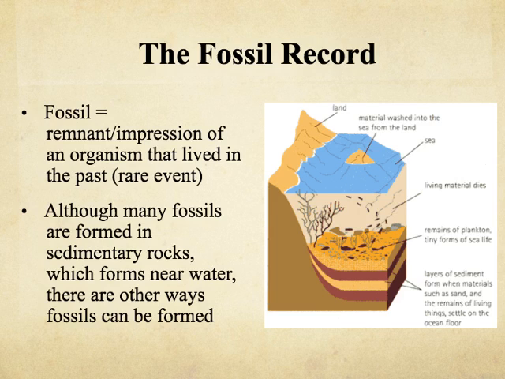So a fossil is any remnant or impression of an organism that lived in the past. So this could be literally preserved bones or body parts of an organism. It could be a footprint or an impression of an organism in a rock. It could be many different things, and we're going to look at several different examples in a minute. Usually fossils are formed in sedimentary rocks, which form near water, but they can be formed other ways. Sometimes fossils are trapped in amber, or they can be preserved in very, very cold temperatures. There are lots of ways fossils can be formed. So let's look at a few examples.